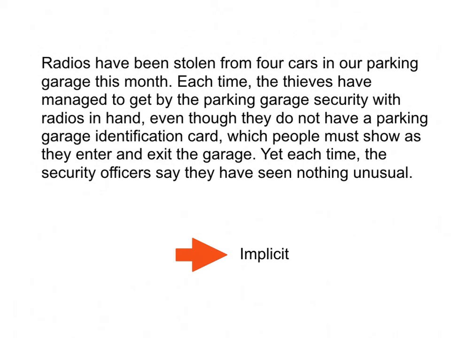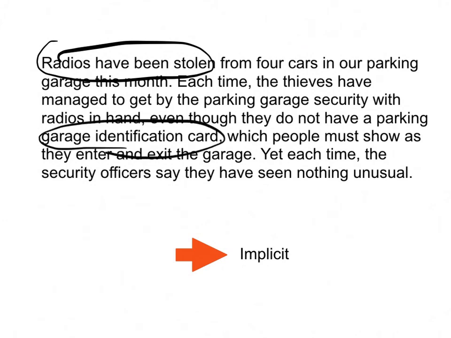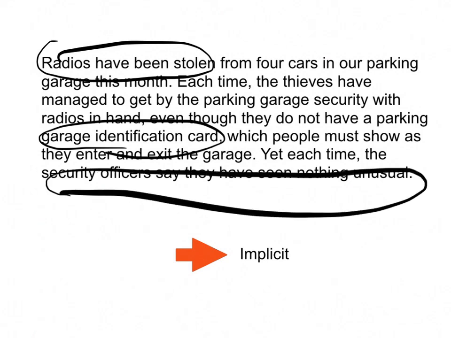In our last example, it clearly stated that there was a problem with security in the garage. In this example, you have to infer that from the information as given. What clues do we have? Well, first, radios have been stolen. And the thieves managed to get in the garage without the garage identification card. And finally, the security officers have seen nothing unusual. Those 3 points lead us to the conclusion that there is a problem with security in the garage.